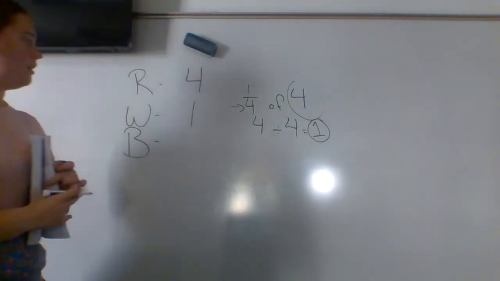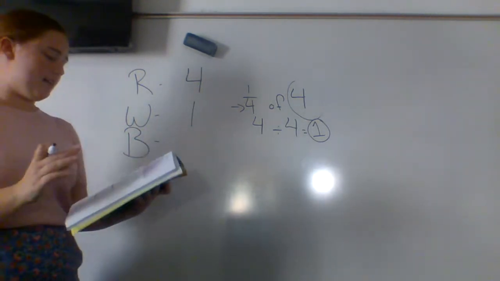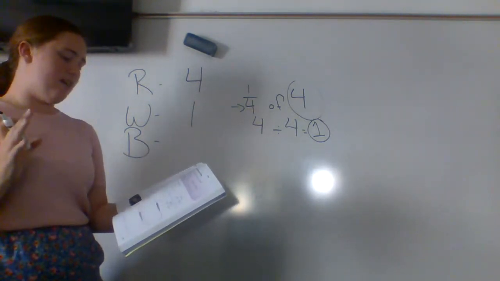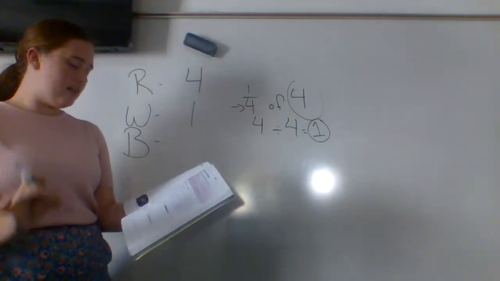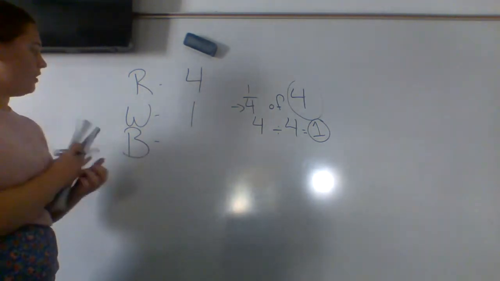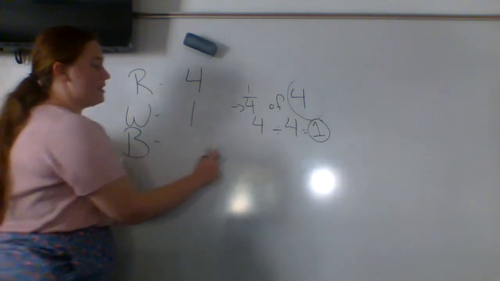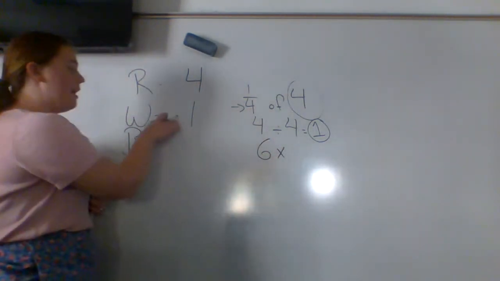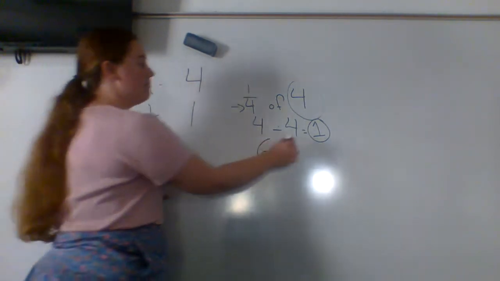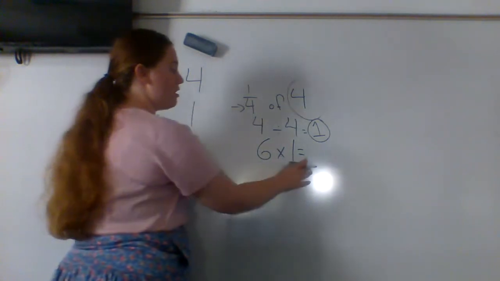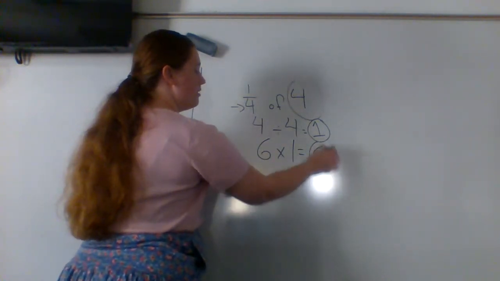So now can I figure out how many blue pairs of socks she has? It says she has 6 times as many pairs of blue socks as white socks. Okay, so of course 6 times tells me I'm going to be doing 6 times how many pairs of white socks she has. And that's going to tell me how many pairs of blue socks she has, which of course is 6.